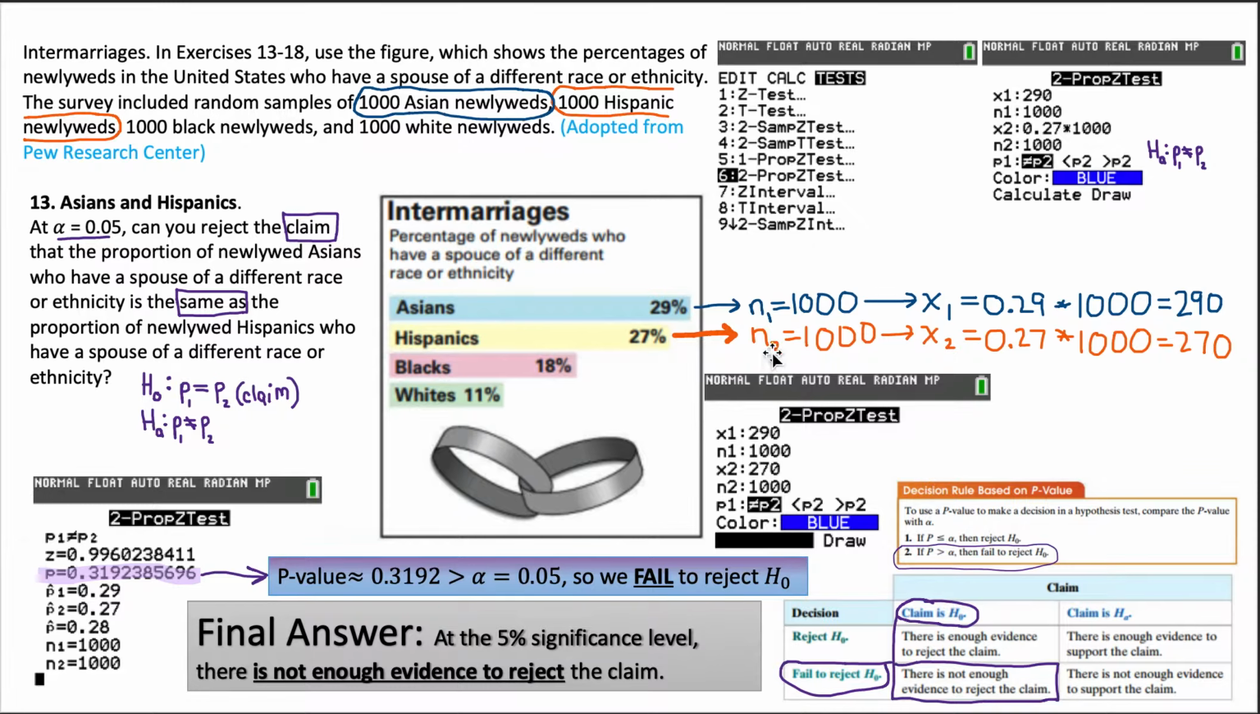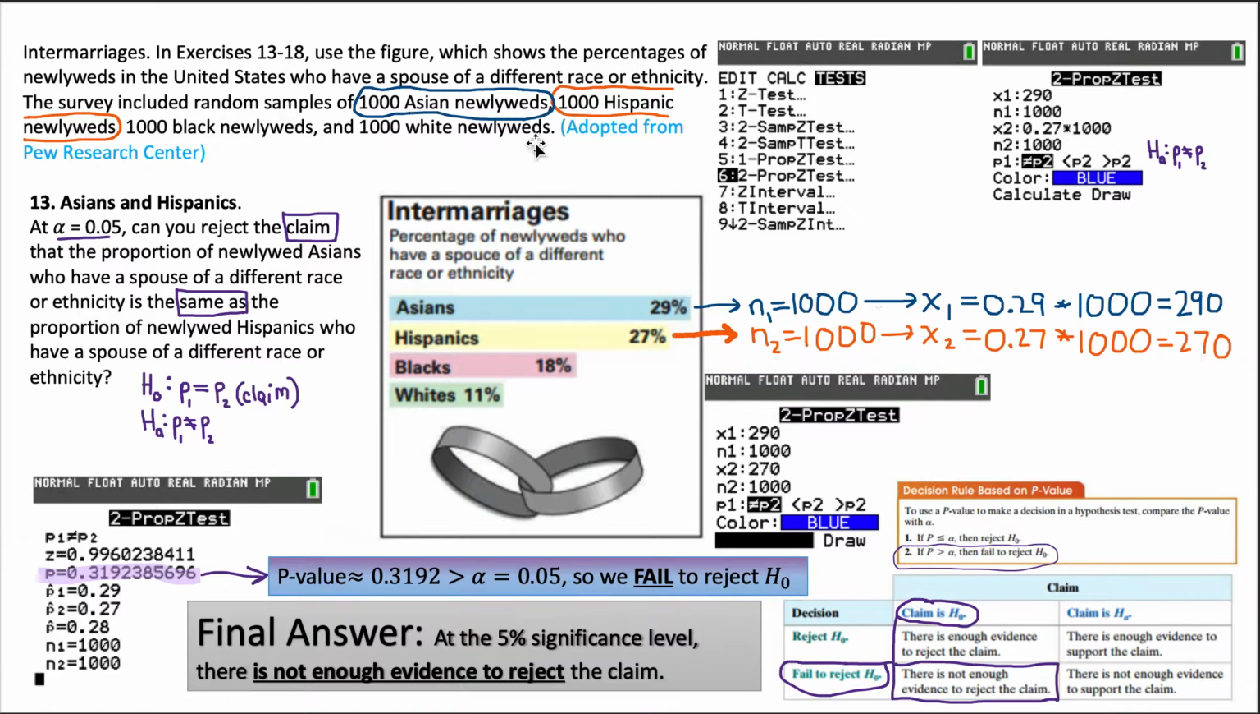Our population size for our second proportion is given here, which is also 1,000. Now, will they always be the same? No, they will not always be the same. In this case, they are, though, so lucky us. And again, we can figure out our x for our second population by multiplying this percent by the total sample size, which is 270.